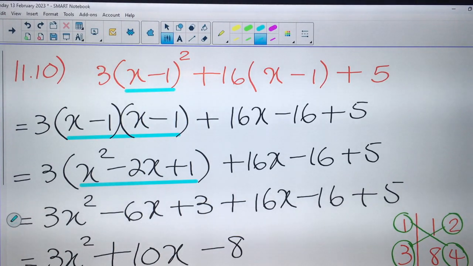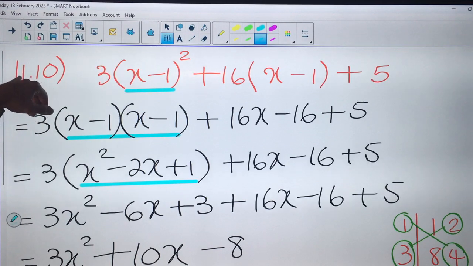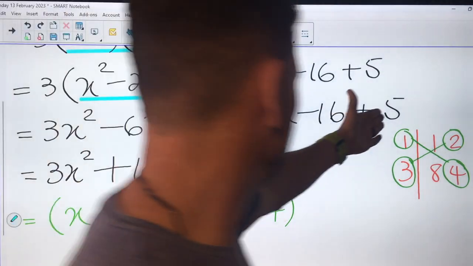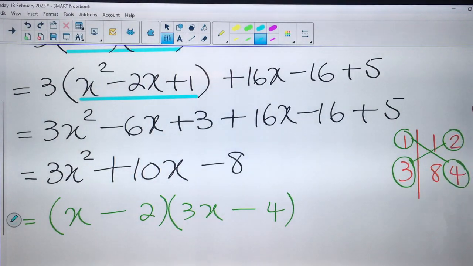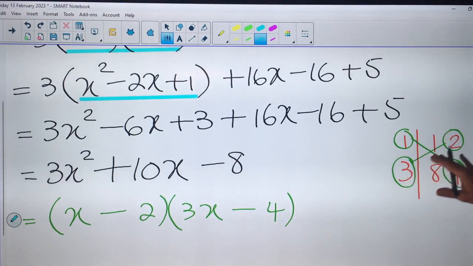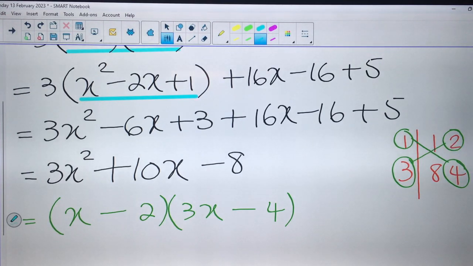There is a different way to do this, which is way more difficult, but the next one was like that, and that one we couldn't multiply out. And then I need to look at the factors of 3, which will only be 1 and 3, and the factors of 8, 1 and 8, and 2 and 4. We need to find a difference that will give us 10. So 3 times 2 is 6.